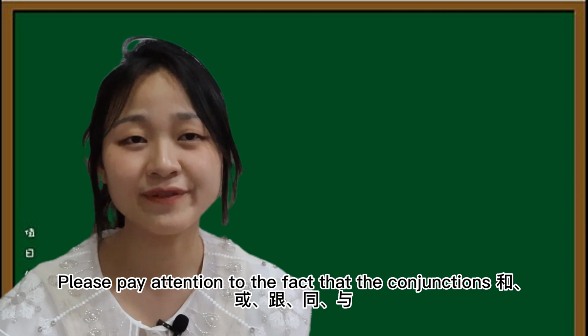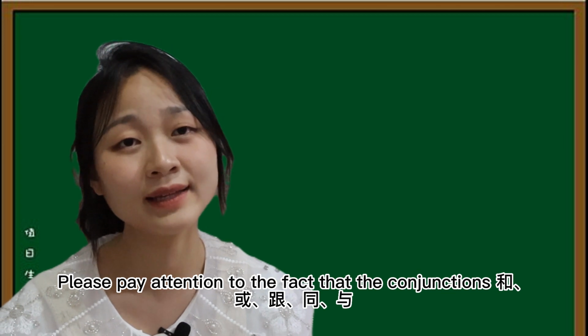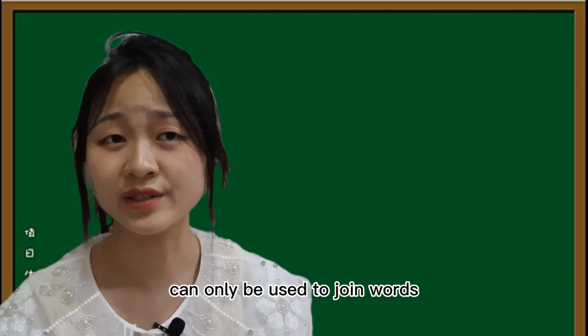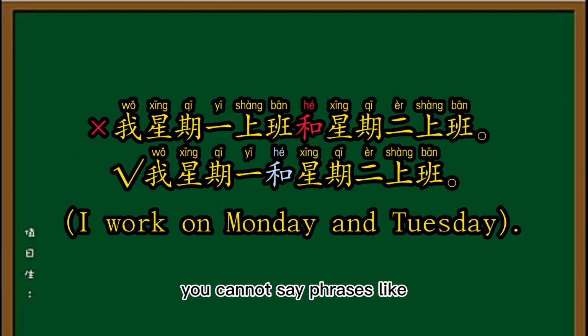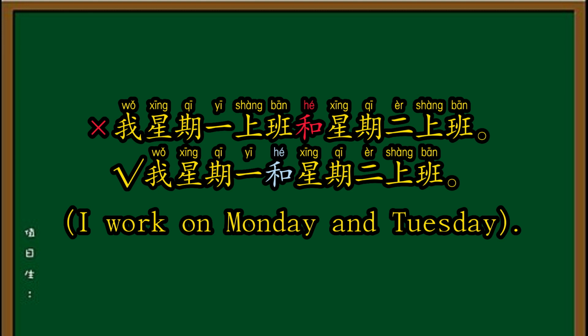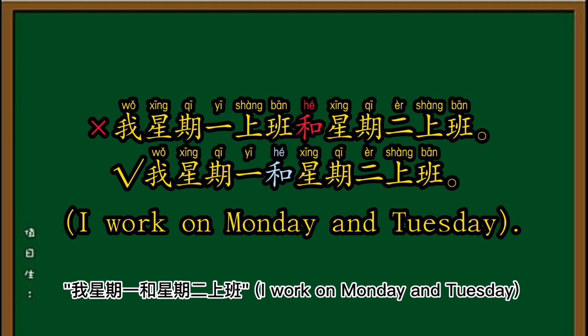Please pay attention to the fact that the conjunctions 和, 或, 跟, 同, 与 can only be used to join words, not clauses. Therefore, we cannot say phrases like 我星期一上班和星期二上班. No, it's wrong. The correct way to express this would be 我星期一和星期二上班.